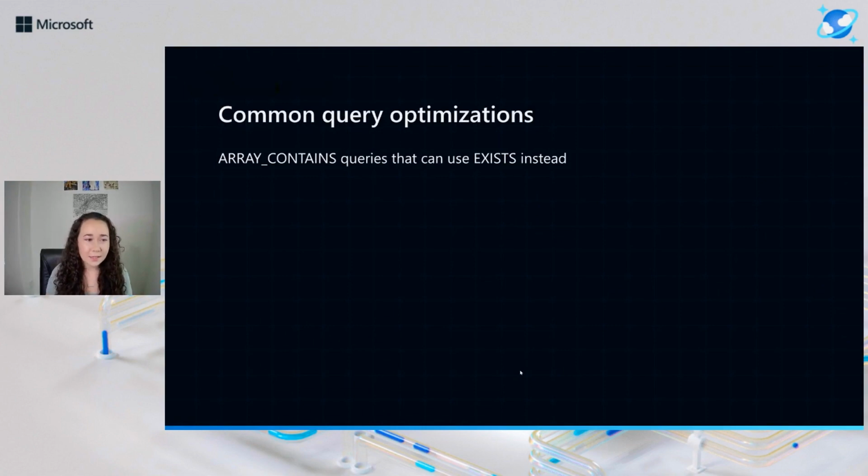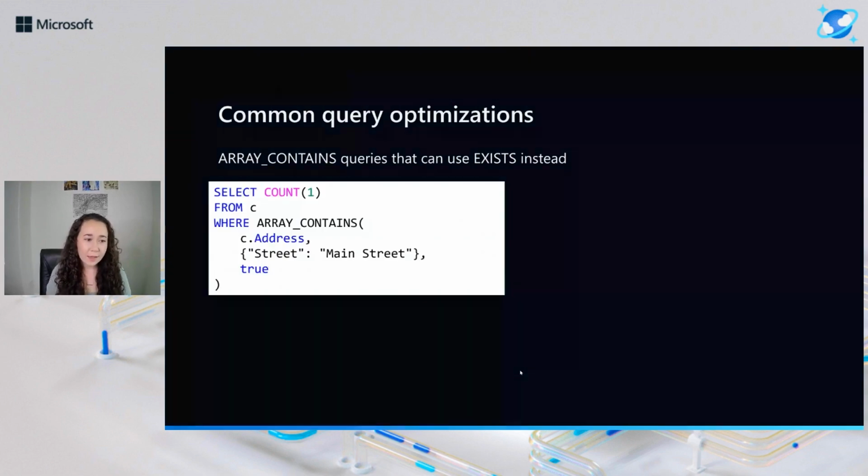Let's look at queries that have array contains. So for this sample, we're getting a count of products where the address array contains Main Street. And that third argument is true for a partial match. So our whole address isn't Main Street, but the address property will have the street equals Main Street.